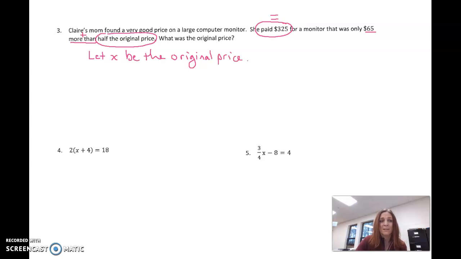Okay? X is the original price. So if I have half the original price, that's half times x. Half of something, that's when we're multiplying. And 65 more than that, so I'm going to go plus 65. And that's going to equal 325. All right, so guess what we're going to do here? We're going to solve.